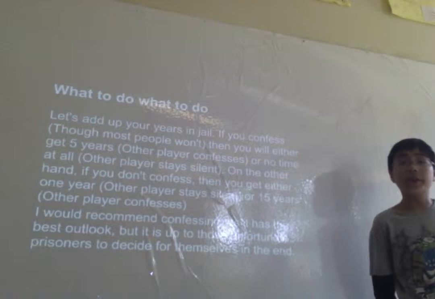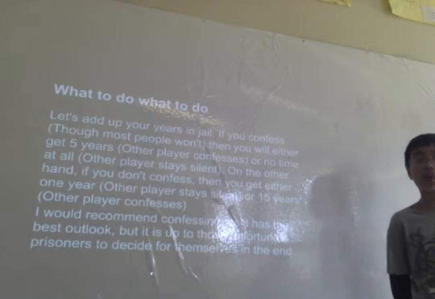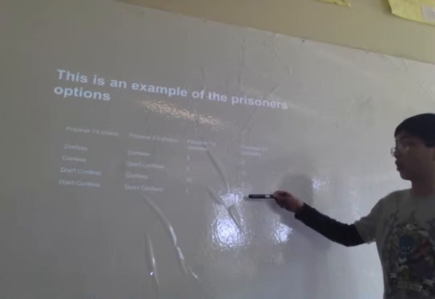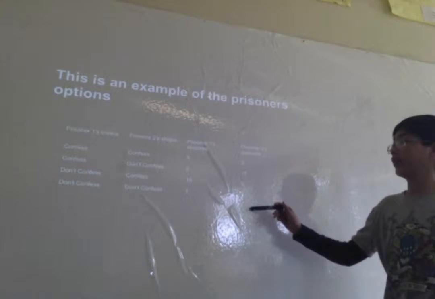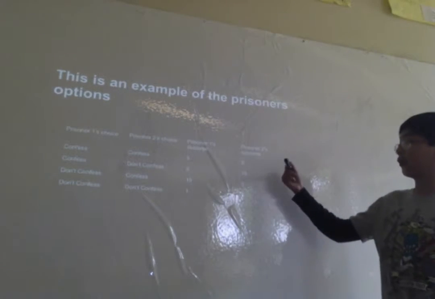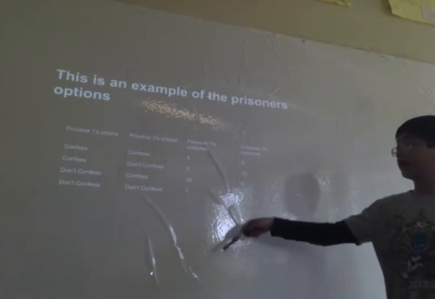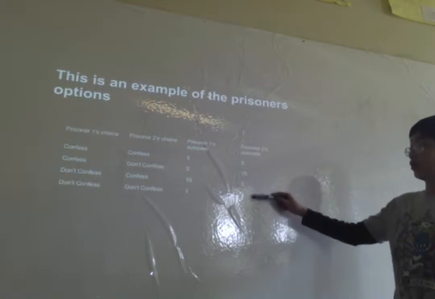Then you would have to analyze what happens on the other person's side. So here, as you can see, you would want to not confess because then there's a 0 or 1, depending on if they confess or not. And then they get a 5 or 15 if you confess. So if you're trying to help yourself, confess. If you're trying to help the other person, don't confess.